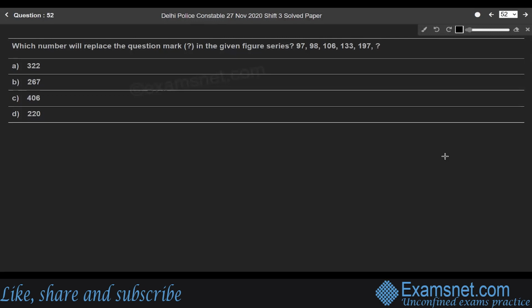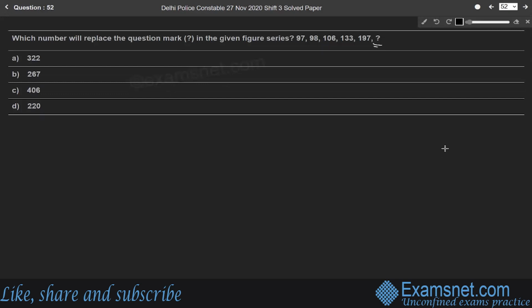Question 52. Which number will replace the question mark in the given number series? The series is 97, 98, 106, 133, 197. We have to find the next number. So here the logic is: the first number is 97, and the second number 98 is obtained by adding 97 and 1 cube, which is 98. And the third number 106 is obtained when 98 is added to 2 cube, which is 98 plus 8, which is 106, right?